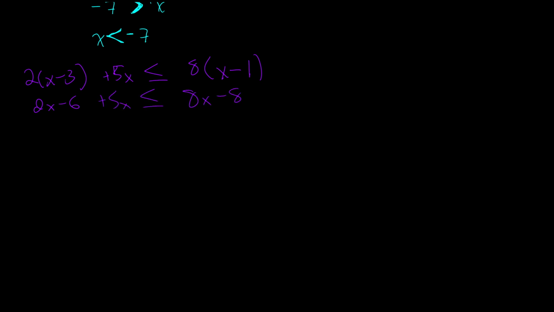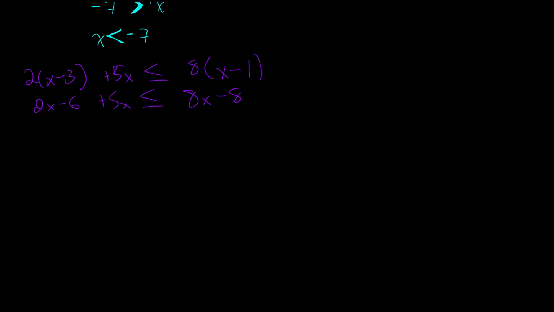And we'll look at another example here. I'll have 2 times x minus 3 plus 5x is less than or equal to 8 times the quantity x minus 1. Now I'm going to do my distributions. I'm going to follow all my properties of real numbers. And so I'll distribute the 2 to each term, and I'll distribute the 8 to each term.